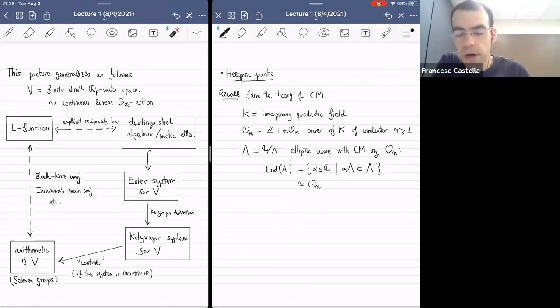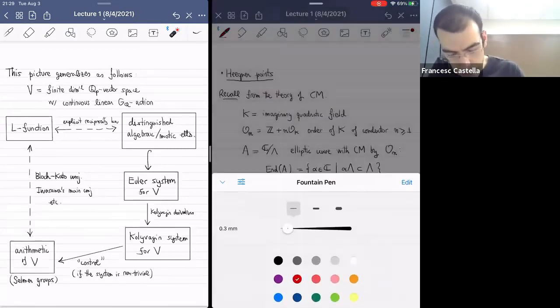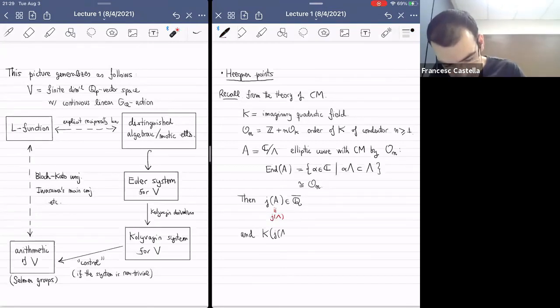Okay, so whenever we have an A with this property, then the theory of CM tells us that the j-invariant of A is an algebraic number. It's an algebraic integer, actually. The j-invariant of this elliptic curve is just the j-invariant of the lattice, if you've seen the definition in terms of lattices. And moreover, when we adjoin to K this algebraic integer, what we get is the so-called ring class field of K of conductor n. This is H_n, my notation for the ring class field of K of conductor n.